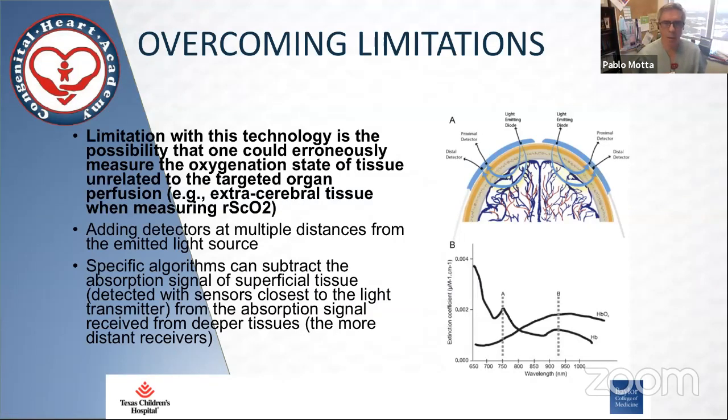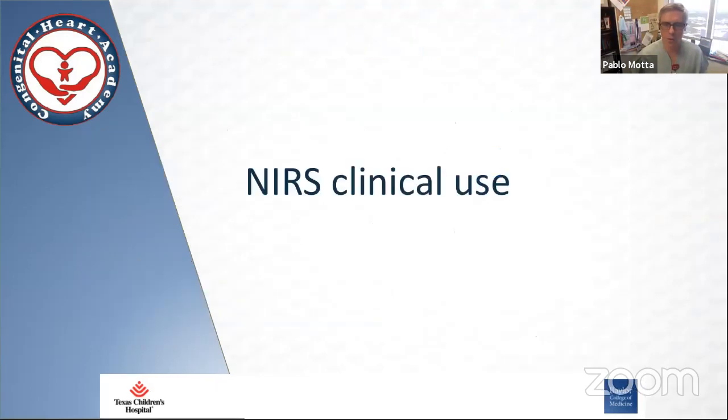So what the engineers do is add different detectors at multiple distances and try to wash out all the noise and keep us with a reliable number. That means that we're actually monitoring the cerebral cortex and not shallow structures.